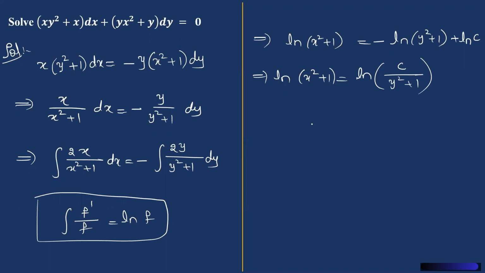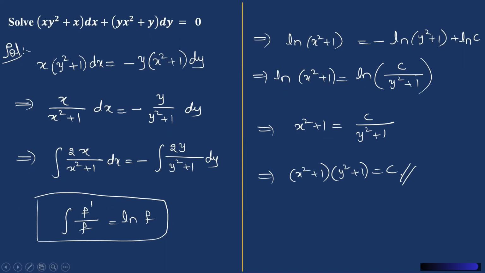Now see again, if you take the exponential on both sides, see what you get here: x² + 1 is equal to c divided by (y² + 1). So if you want it more particularly, you can just multiply with (y² + 1) on both sides, so that we get (x² + 1)(y² + 1) = c. So like this, you can solve easily any problem using the variable separable method. But understand, you can use the variable separable method only when we can separate these variables.